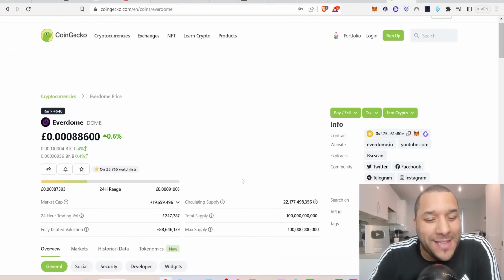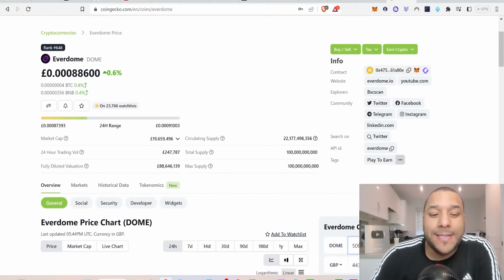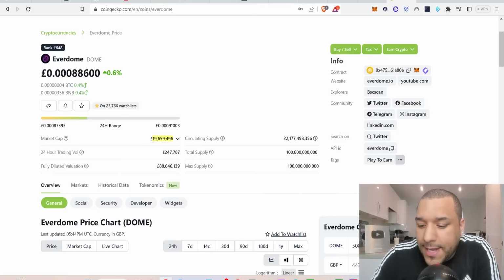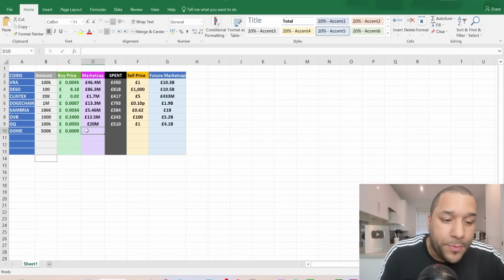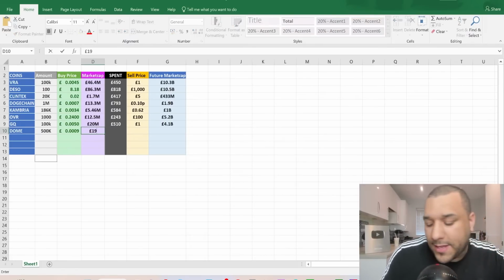Anyway, what's the market cap right now? The market cap is 19.6 million. You can see it here. I will highlight it. 19.6. So we're going to put that here like this. Because I really believe that this is going to make people money. And for me, this is just a winner, especially with the partnership.